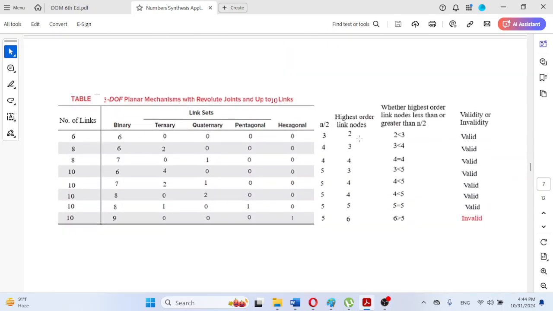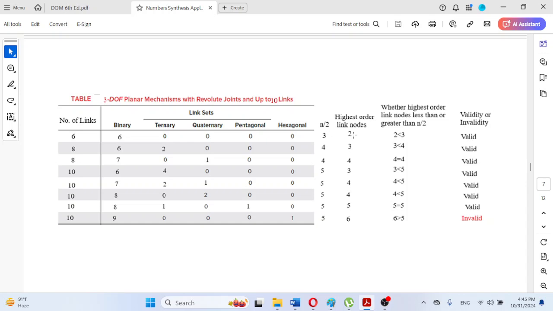In a similar manner the table has been made here, as we can observe that if there are 6 links for DOF equal to 3, all will be binary links. So again, n by 2, the total number of links divided by 2, has been counted here. So that is 3, and the highest order link here is the binary link, which has 2 nodes. So 2 is less than 3, half of the total number of links.